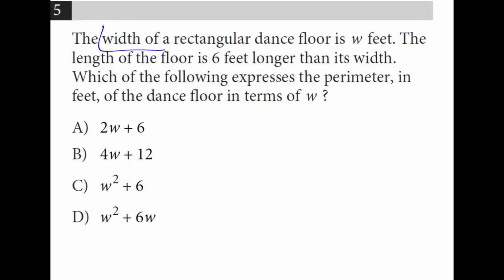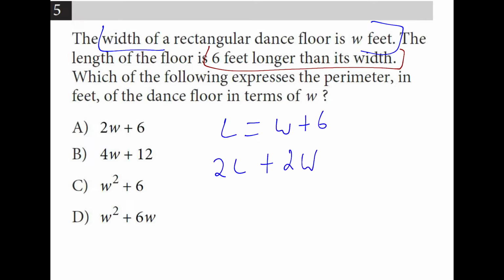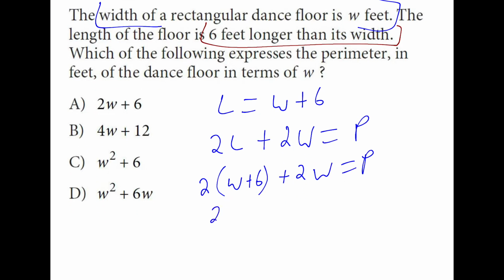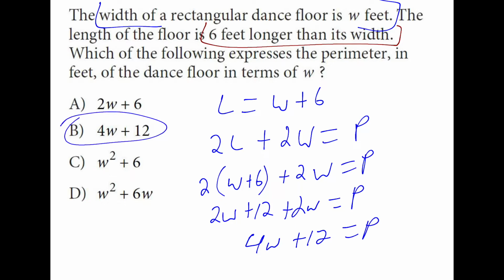The width of a dance floor is W, and the length is 6 feet longer than W. So L is equal to W plus 6. If I start off with my typical perimeter equation, I can replace L with what it's equal to, distribute the 2, and combine like terms. The answer is B.